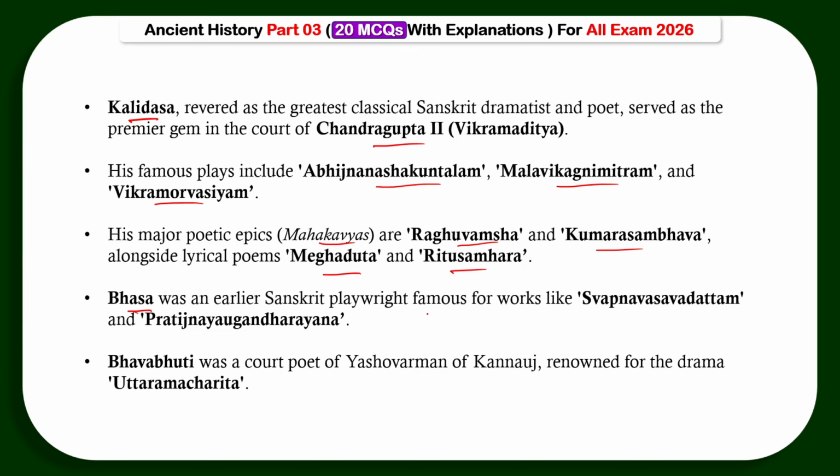Bhasa was the earliest Sanskrit playwright, famous for works like Swapnavasavadattam and Pratijna Yaugandharayana. Bhavabhuti was a court poet of Yashovarman of Kannauj, renowned for the drama Uttararamacharita.